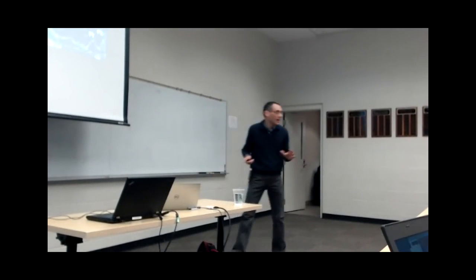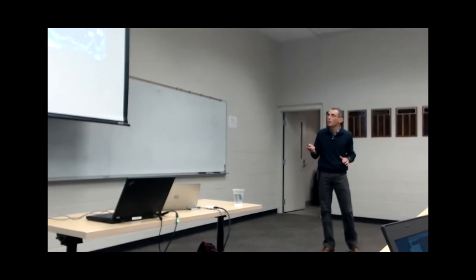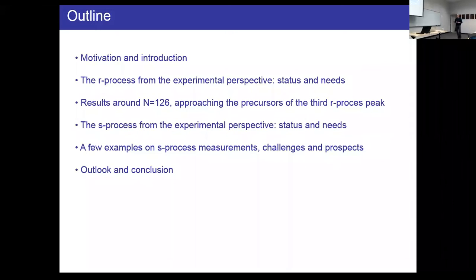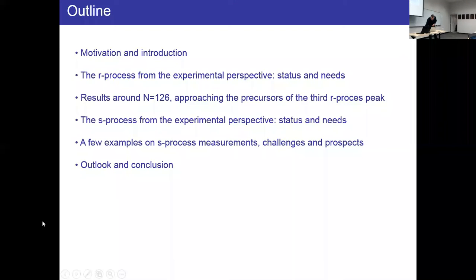Okay, what you can see here are two views of the same thing. This is our Milky Way galaxy in the background, and on top of it, its chemical composition. These are relative abundances as a function of the atomic mass number. And I only want to recall here a few aspects, because you have seen this slide many times.